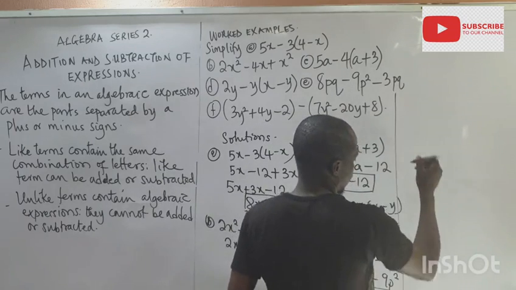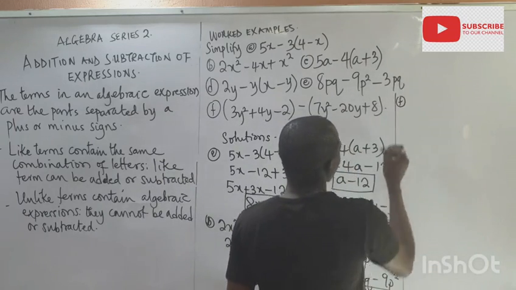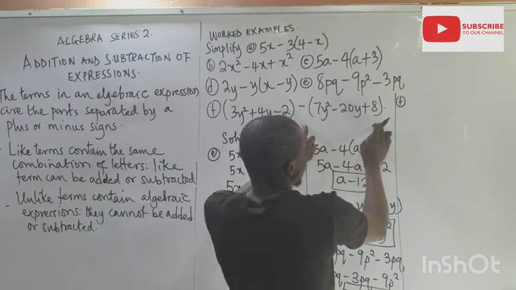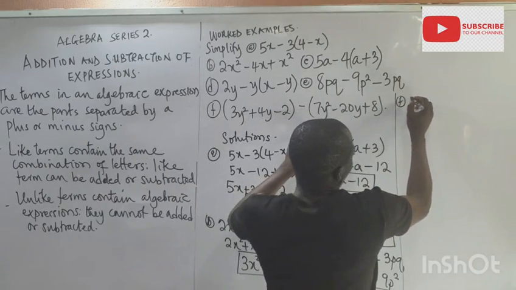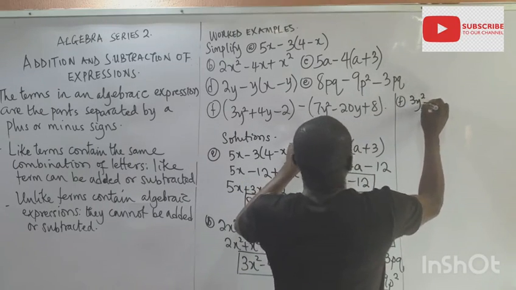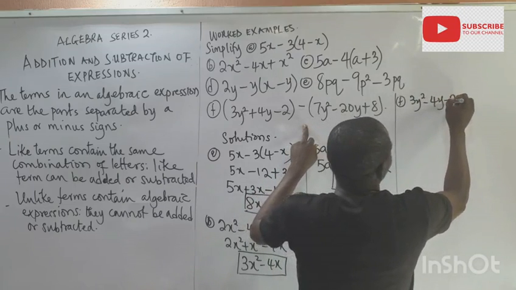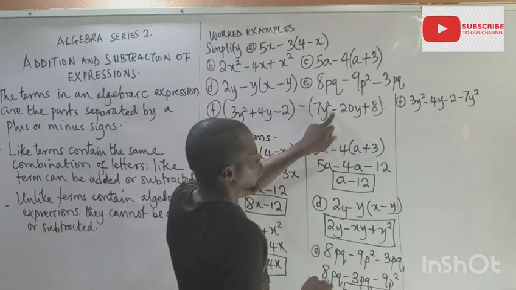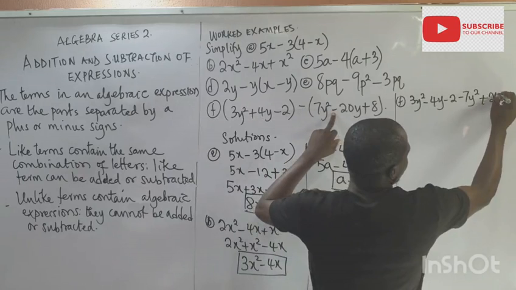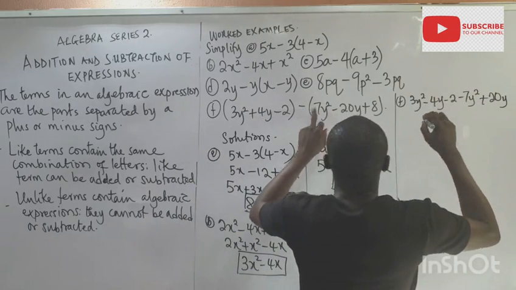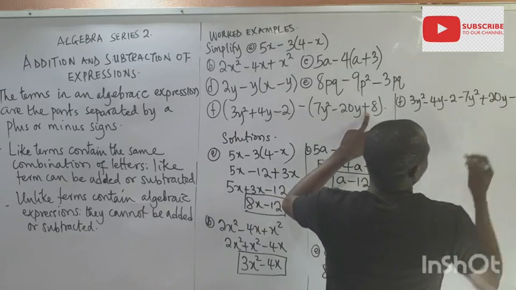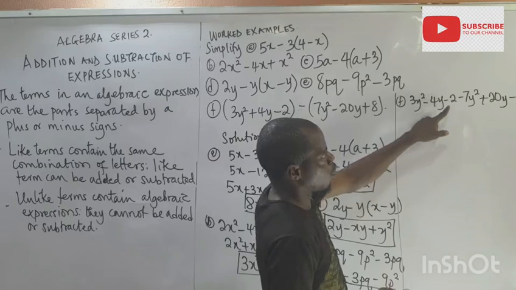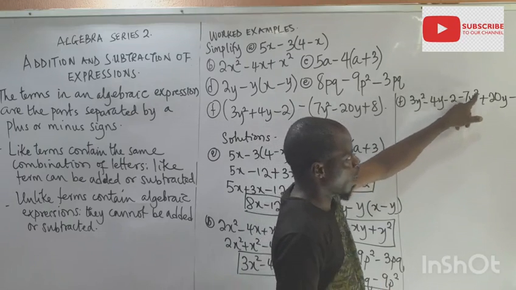Then we have the last one, that's F. Now let's see how we are going to expand or clear the brackets in the first and also in the second bracket. In the first bracket, you have 3y squared minus 4y minus 2. Then you have minus 7y squared. Now, minus times minus will give us plus 20y. And minus times plus is minus 8. So now we have 3y squared minus 4y minus 2 minus 7y squared.